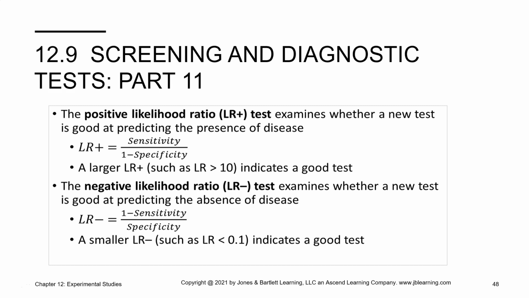And here you want to have a larger positive likelihood ratio. So it should be greater than 10, and then this would indicate a good test. The negative likelihood ratio test examines whether a new test is good at predicting the absence of disease. So here we have 1 minus sensitivity over specificity, and a smaller negative likelihood ratio, which is less than 0.1, indicates a good test. So that is it on chapter 12.